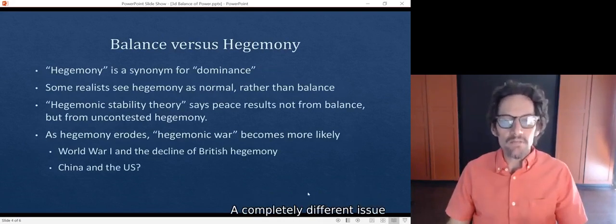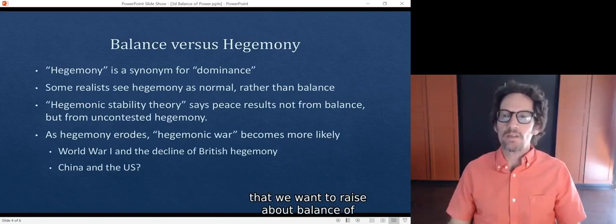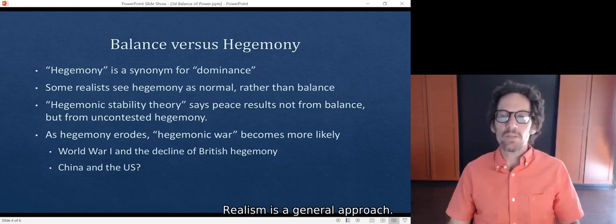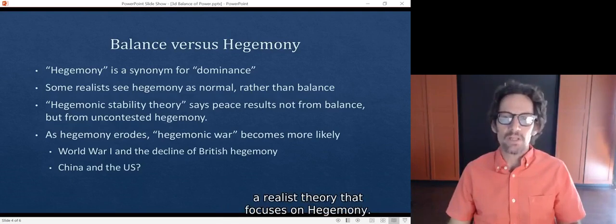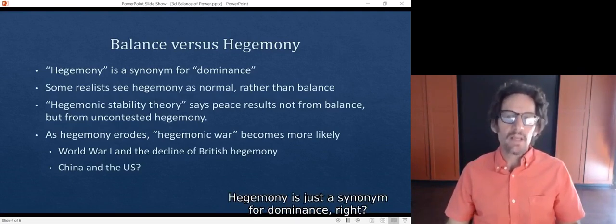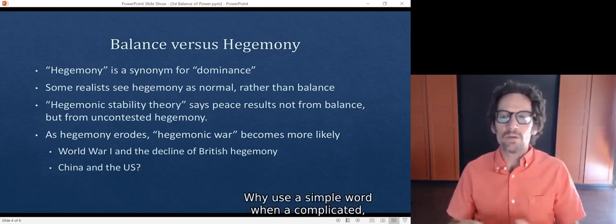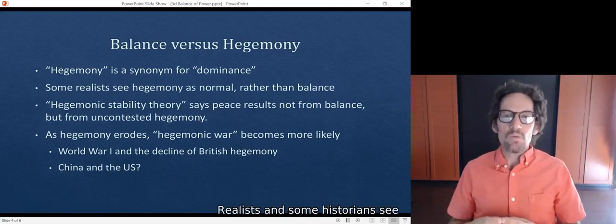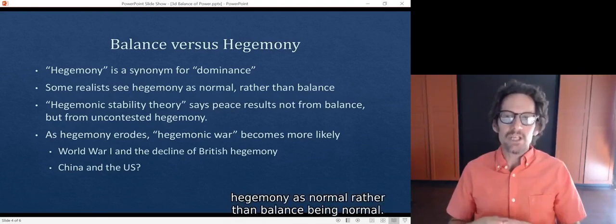A completely different issue that we want to raise about balance of power theory is that balance of power theory is not the only realist theory, right? Realism is a general approach. And there's a different and really contradictory realist theory that focuses on hegemony. Hegemony is just a synonym for dominance, right? So we're academics, right? Why use a simple word when a complicated, unfamiliar one will do? Many realists and some historians see hegemony as normal rather than balance being normal.